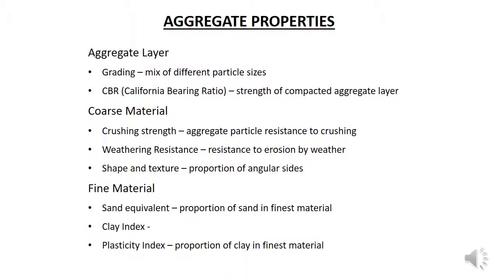The coarse materials in the aggregate mix need to be angular, be able to withstand the loads on them without crushing, and be able to withstand erosion by weather forces such as rain, running water and wind. The finest proportion of the aggregate mix cannot have too much silt or clay. The proportions of these materials are measured by the sand equivalent and plasticity index tests.